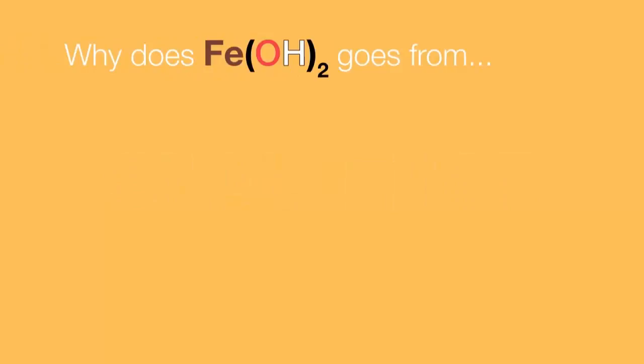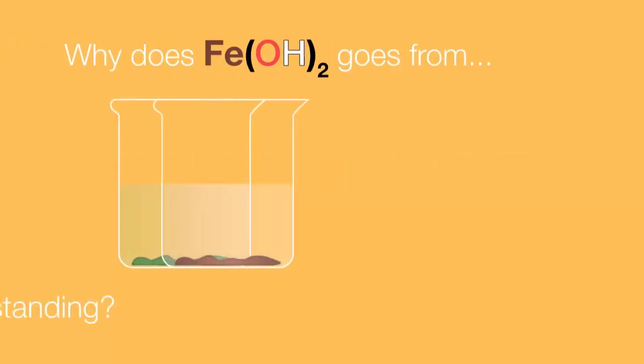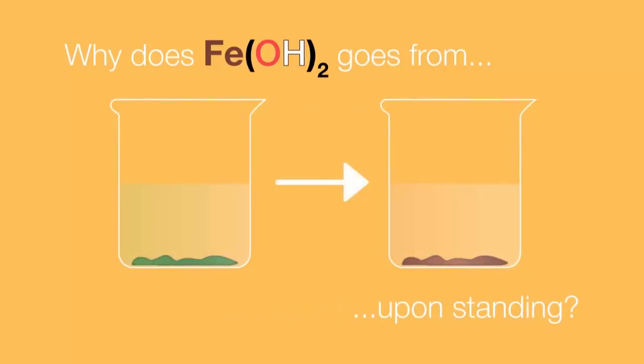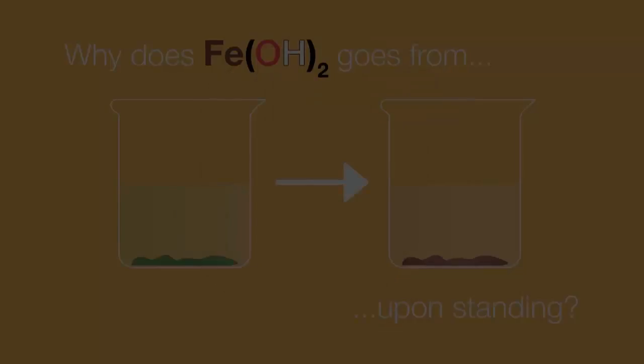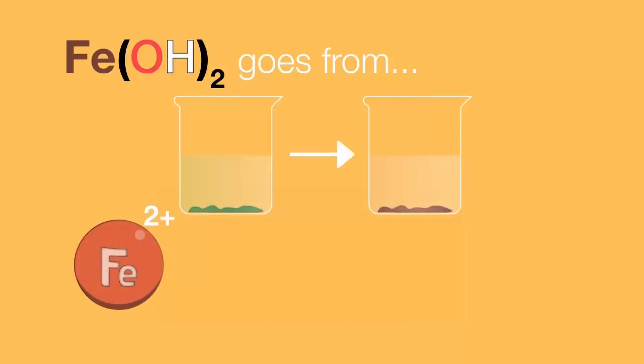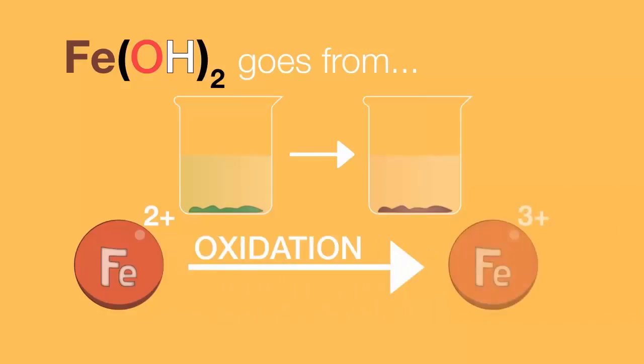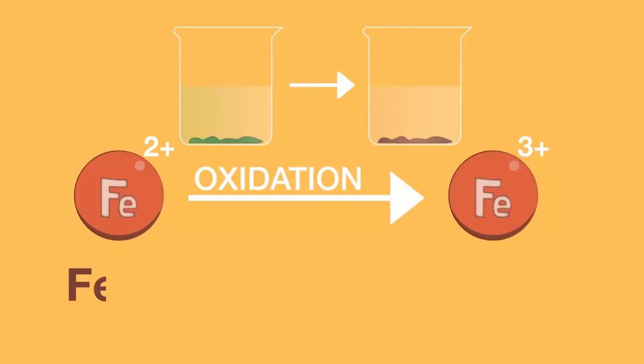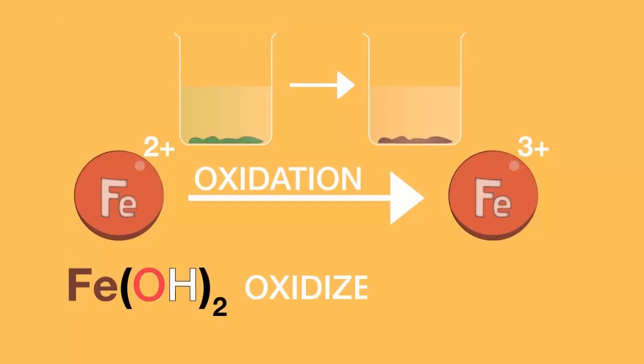Here is a challenge. Why does iron 2 hydroxide go from green to reddish-brown upon standing? Please pause the lesson to think about this and resume when you are done. Iron 2 hydroxide goes from green to reddish-brown due to the oxidation of iron 2+ to iron 3+. Hence, on standing, iron 2 hydroxide oxidizes to iron 3 hydroxide.